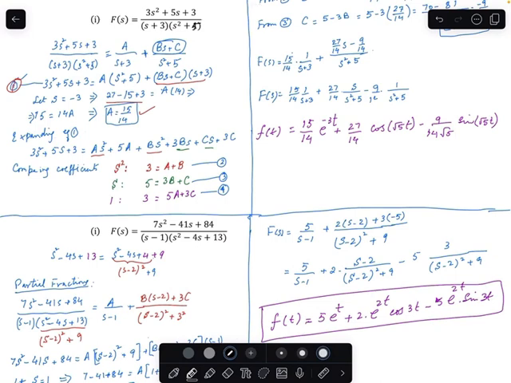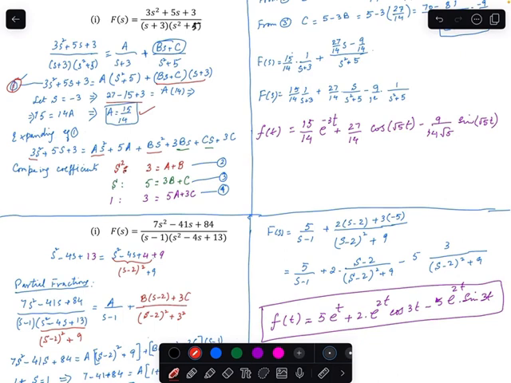So for s squared, note here I am putting a colon, I am not putting an equal sign. The colon is just telling us which coefficient we are looking at. So s squared. On the left, the coefficient of s squared is 3. On the right, we have two terms which have s squared, so we get A plus B. So 3 is equal to A plus B, that is one equation.